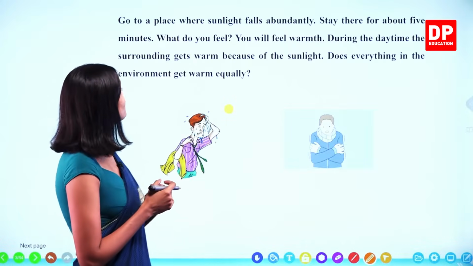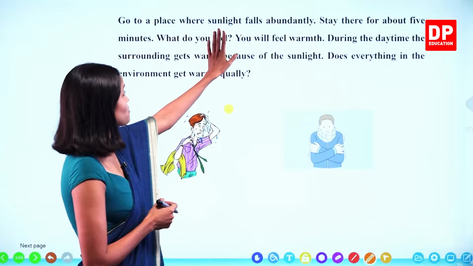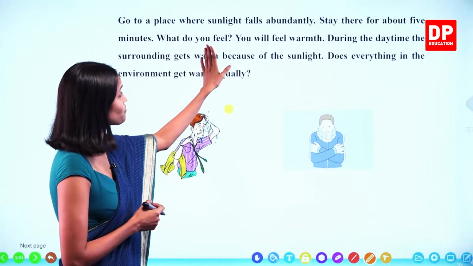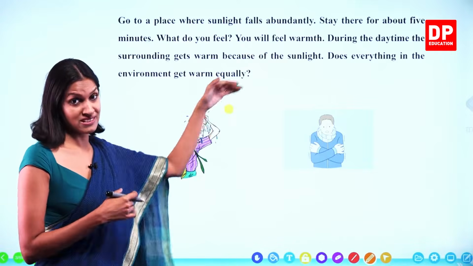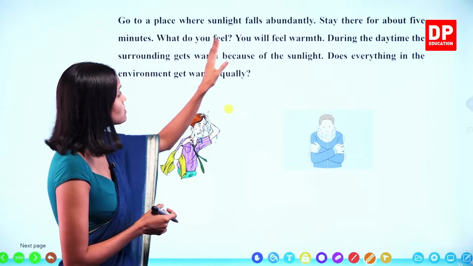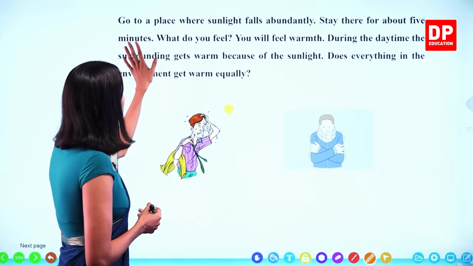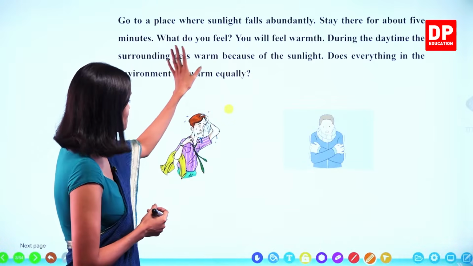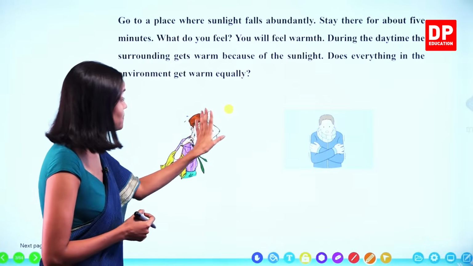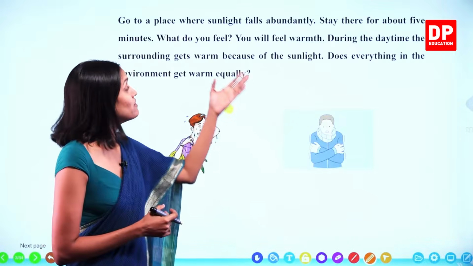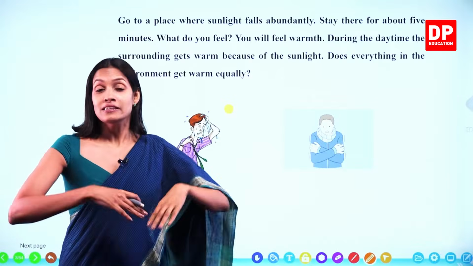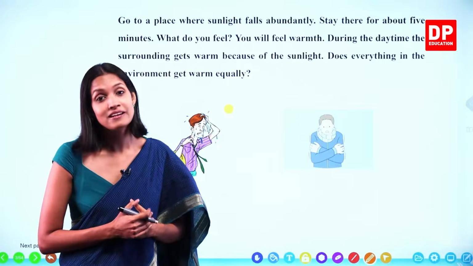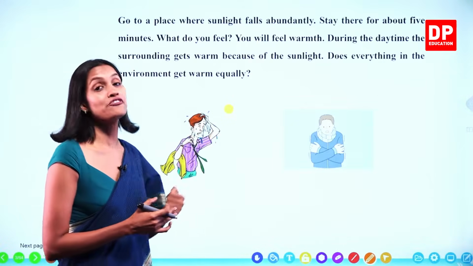Right, children? So go to a place where sunlight falls abundantly. Stay there for about 5 minutes. What do you feel? You will feel warm. So we'll start sweating. During the daytime, the surrounding gets warm because of the sunlight. Right, now I already explained y'all. Why does this happen? During the daytime, when we get a lot of sunlight, the environment gets heated up because of the sun's heat. Right, children? We also can feel that.